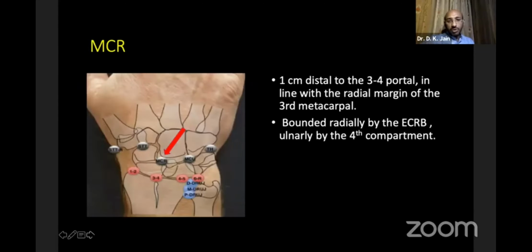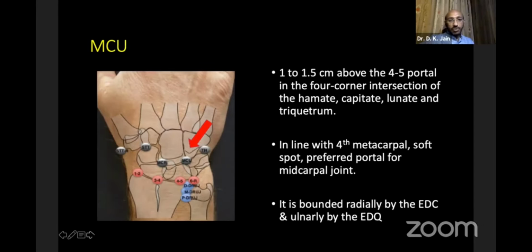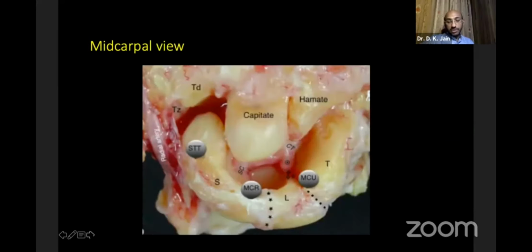The MCR portal is 1 centimeter distal to the 3-4 portal, in line with the radial margin of the third metacarpal, which is bounded radially by the ECRB and ulnarly by the 4th compartment. And the MCU portal is basically 1 to 1.5 centimeter distal to the 4-5 portal, in the four-corner intersection of these 4 bones: the lunate, triquetrum, hamate, and the capitate. It is bounded radially by the EDC and ulnarly by the EDQ, and is palpated as a soft spot.